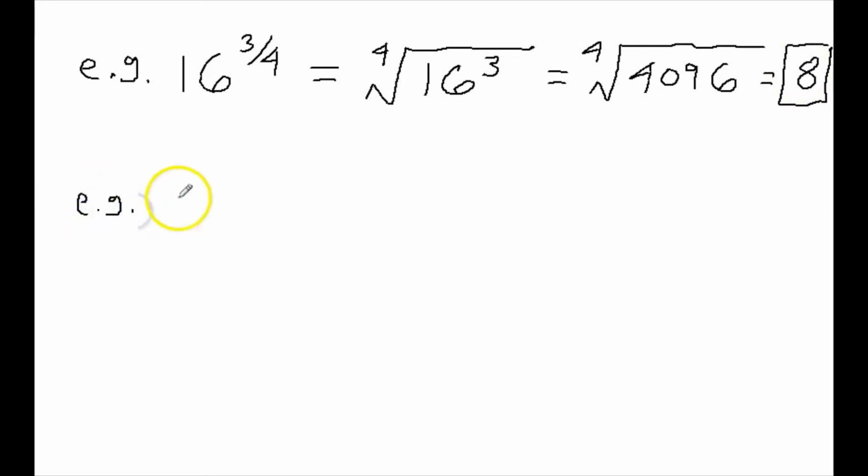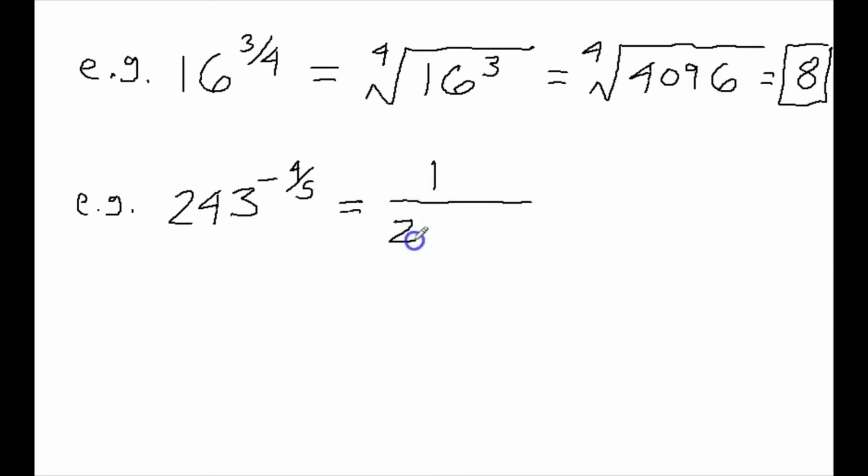For instance, let's say I've got 243 raised to the power of negative 4/5. What does that mean to have a negative exponent? I can make the exponent positive if I move it into the denominator. So this is the same thing as 1 over 243 to the positive 4/5 power. I can make that exponent go from negative to positive by sticking it in the denominator. Okay, now tell me, 243 to the 4/5 power.